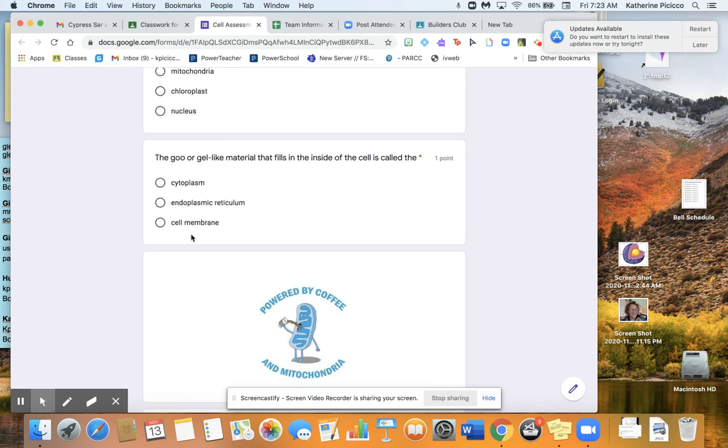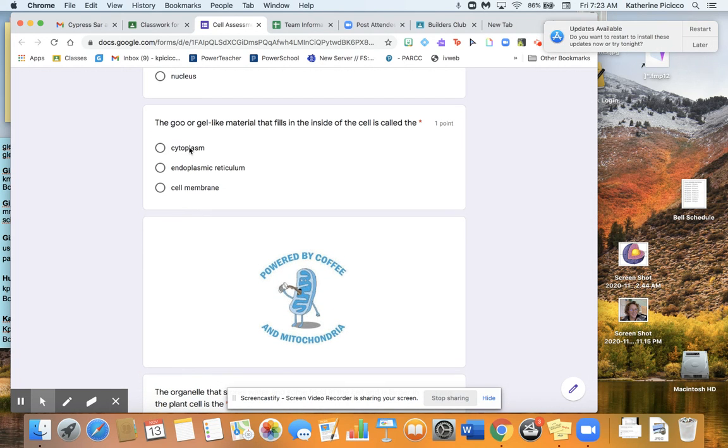Next question, the goo or gel-like material that fills in the inside of the cell is called the cytoplasm, endoplasmic reticulum or ER, or cell membrane. What's the goo or the gel inside the cell?